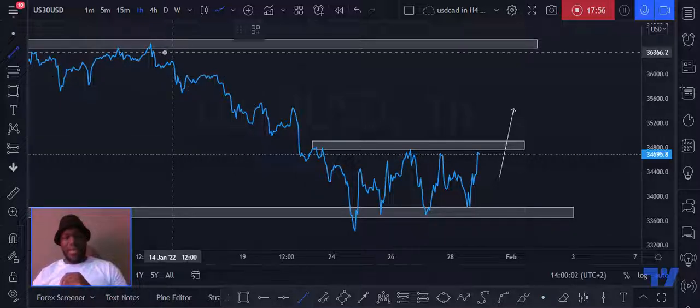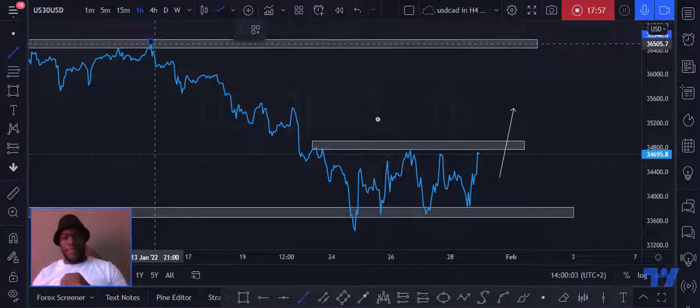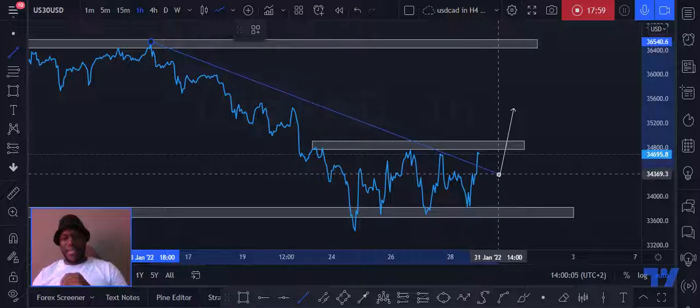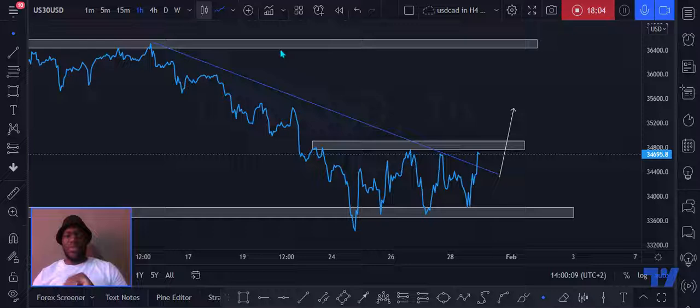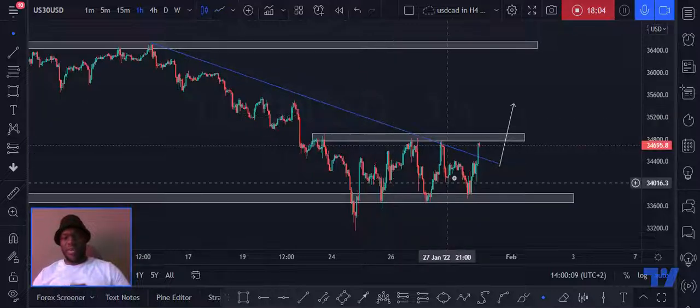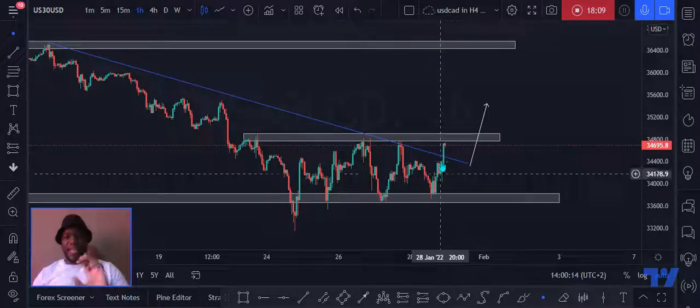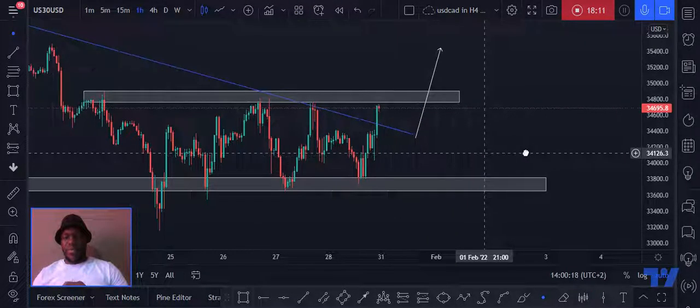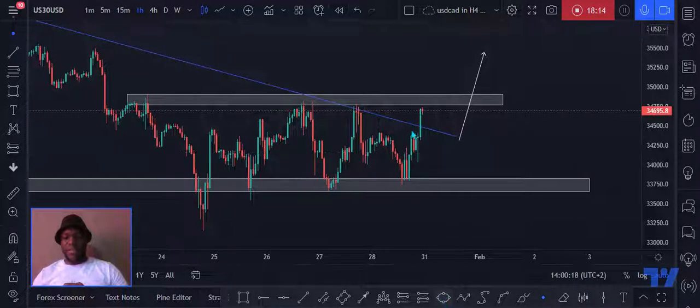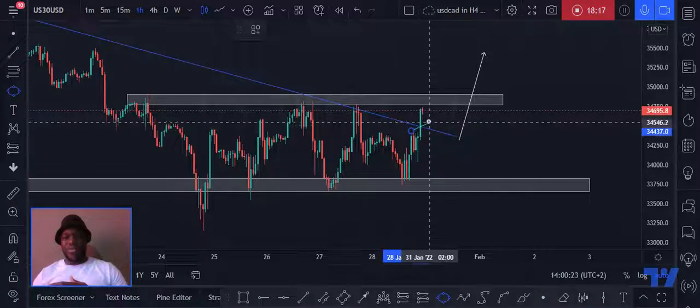The resistance trend line, guys, has been broken as well. I've already done the analysis, don't worry. The resistance trend line is also broken. If you can check right here, wait for the market to break the trend line. You know, the trend line strategy, most of you know it.